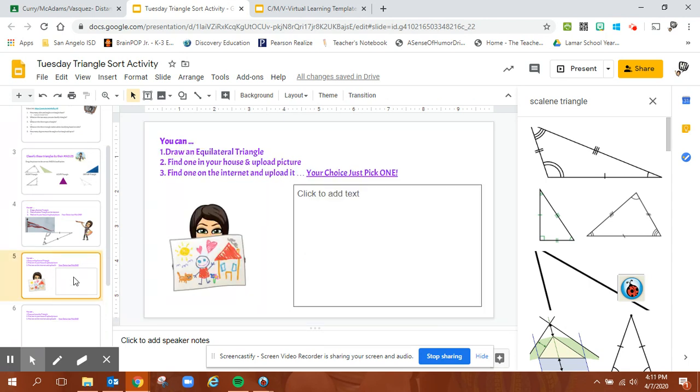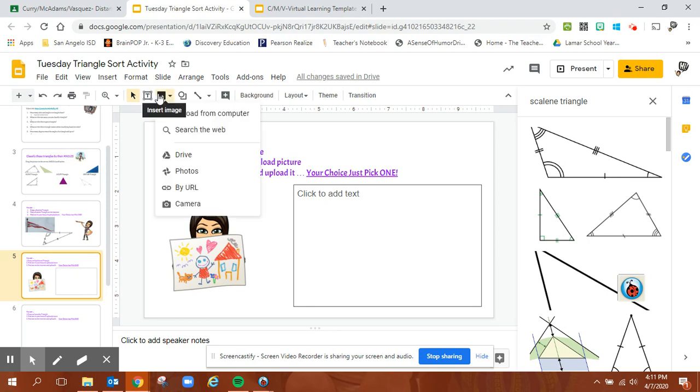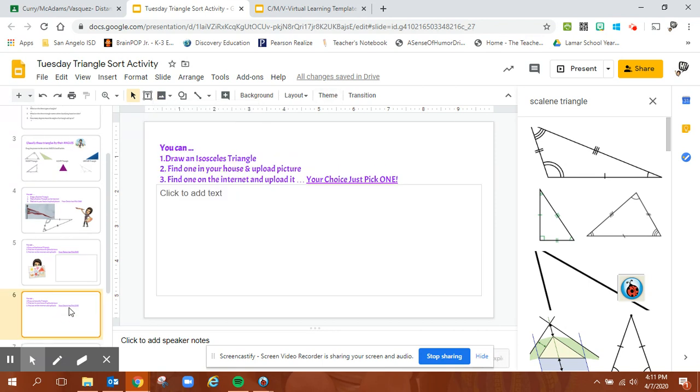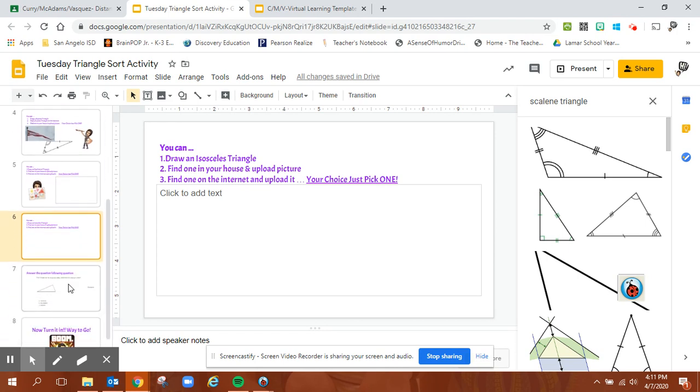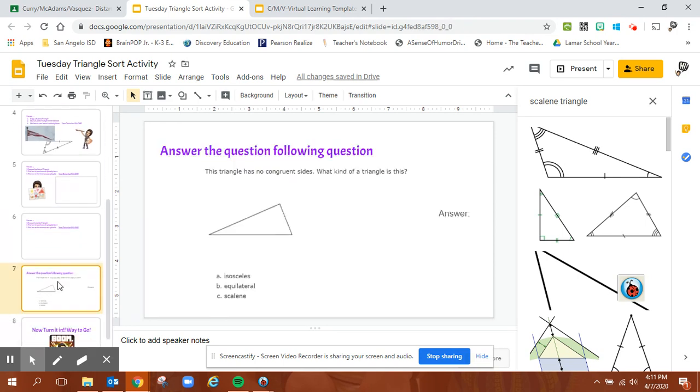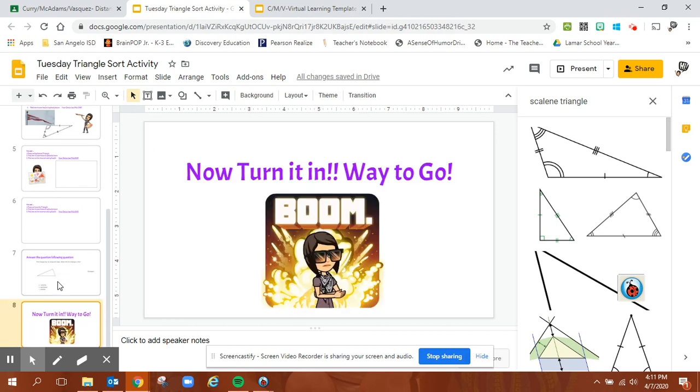If you notice it says draw an equilateral triangle, again, you can draw one, upload the picture, put it in there. You can find one in your house, upload the picture, put it in there, or you can click on this tab right here, click search the web, and search for one. Okay? Same thing here, but this time you're looking for an isosceles triangle. Then you have a quick question to answer, and then you're done. When you finish, you can turn it in.